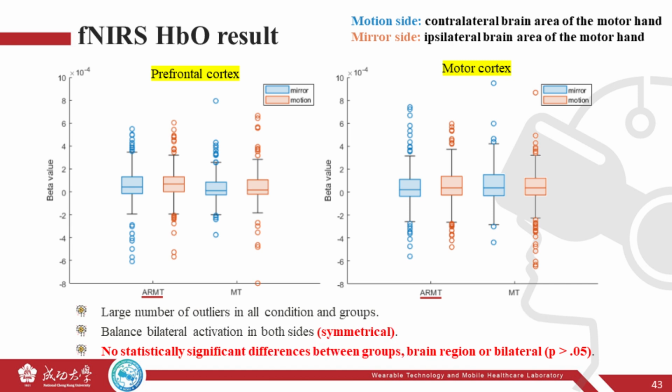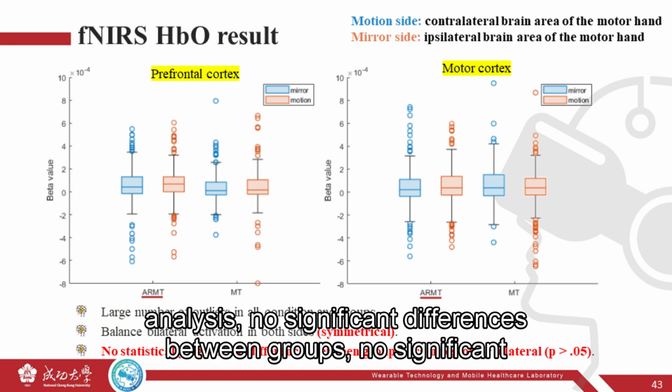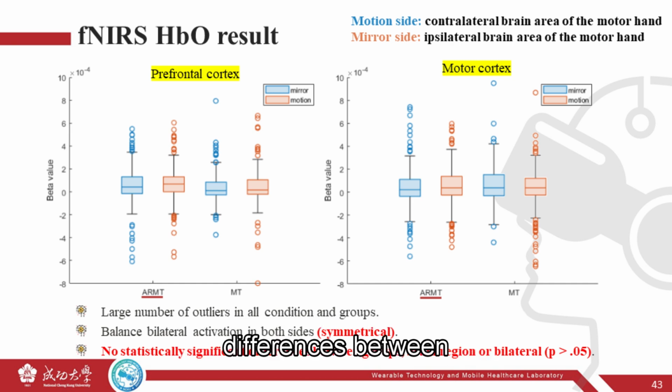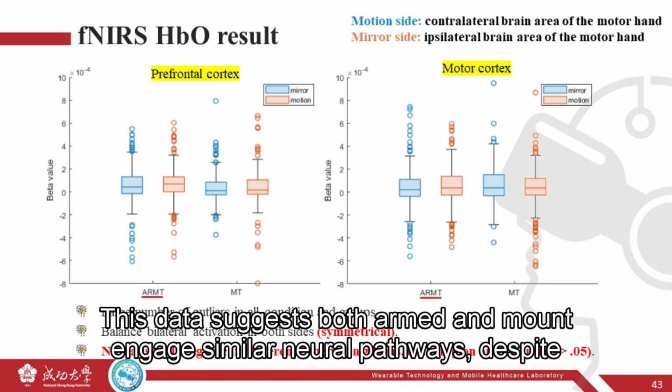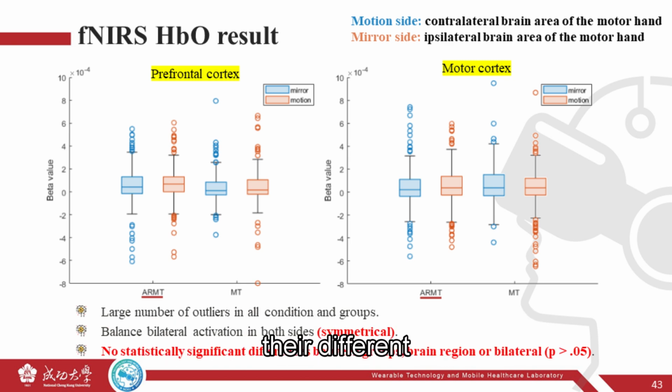3. Statistical analysis. No significant differences between groups, no significant differences between brain regions, no significant bilateral differences, p greater than 0.05. This data suggests both ARMT and mirror engage similar neural pathways, despite their different approaches.